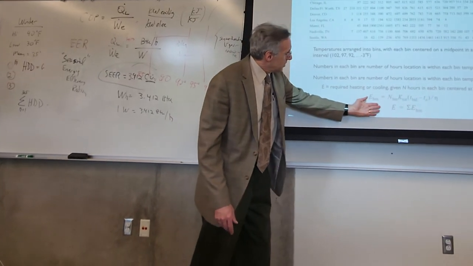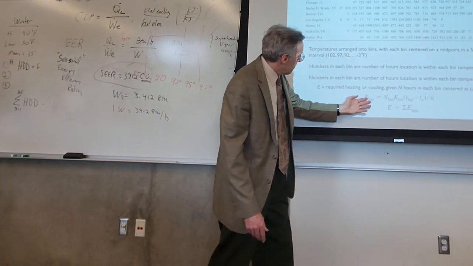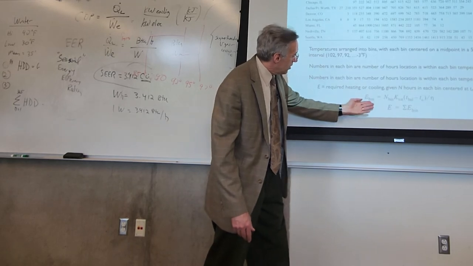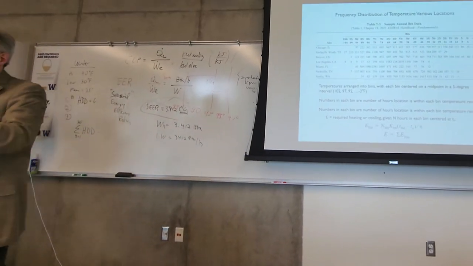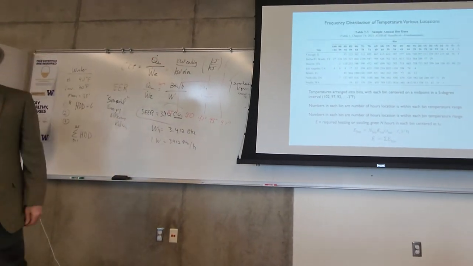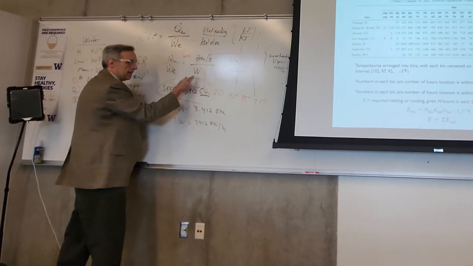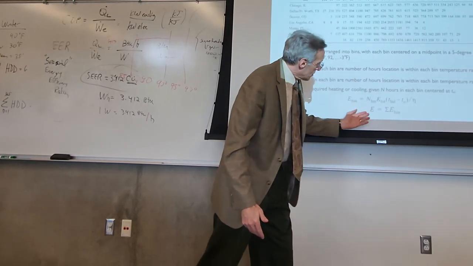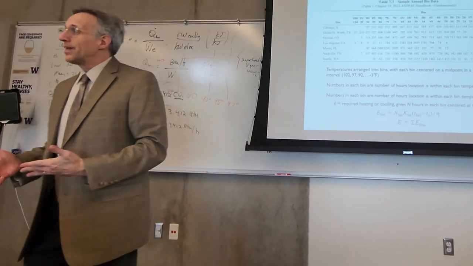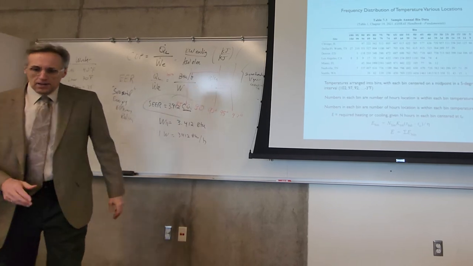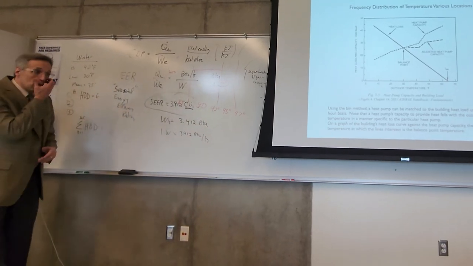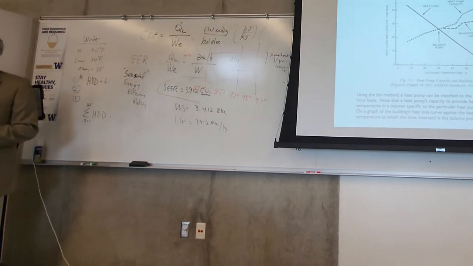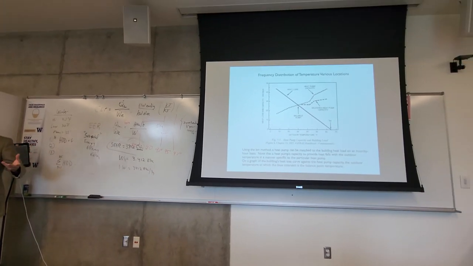Then we calculate this number here, how much energy is required for heating or cooling for each bin. So instead of the average of the whole year, you calculate the energy requirement for each bin. And you can sum those to get the total energy. So you can see this would be very labor intensive to do by hand. But in a spreadsheet, it's not very hard to do at all. And actually, this is an exercise you want to do if you're working with a heat pump, because heat pumps have the most extreme variation with the outside conditions, especially air source heat pumps.